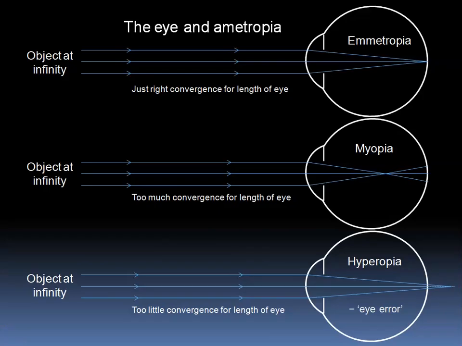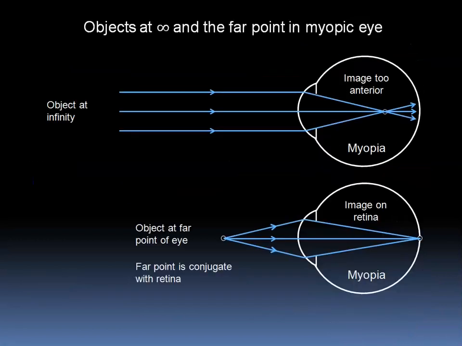In the first three episodes, we covered 79 out of 275 slides. We finished the last episode with this slide showing the eye and ametropia. Here we see a patient who has myopia.